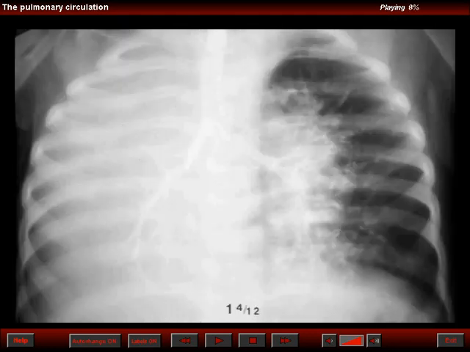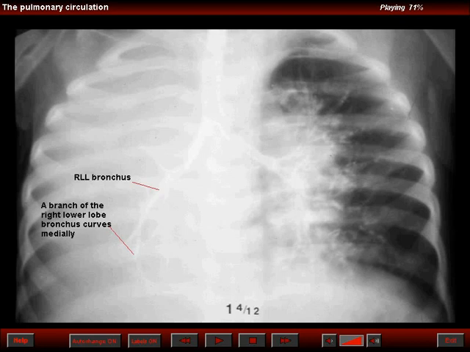A bronchogram showed a normal left bronchial tree. However, the right bronchus shows that a branch of the right lower lobe bronchus curves and is directed medially. This should make one suspect the presence of a horseshoe lung.